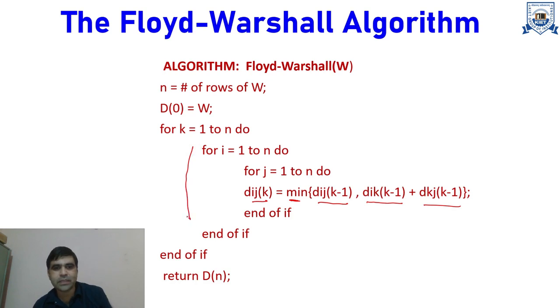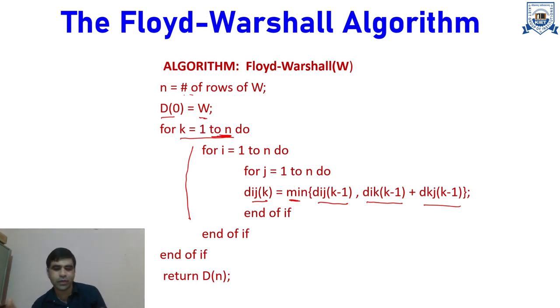How many times this has to be done is k equal to 1 to n, where n is the number of vertices in the graph. The first step: n is the number of rows, which means as many vertices as there are. This is the size of your two-dimensional matrix, and your d0 is nothing but the weight matrix.